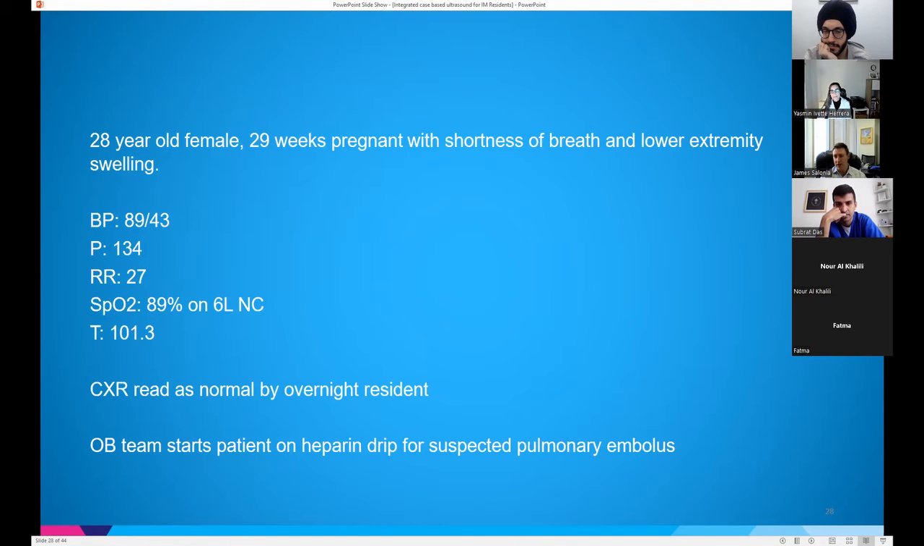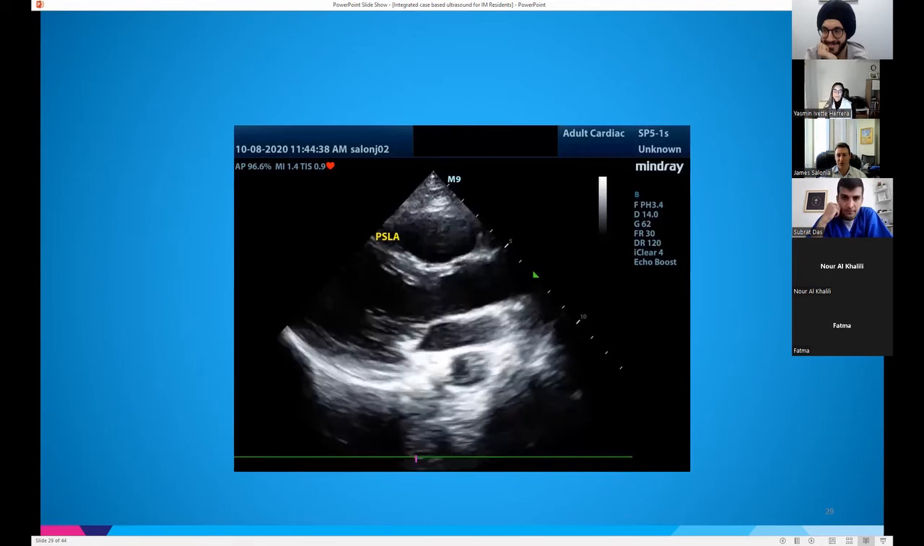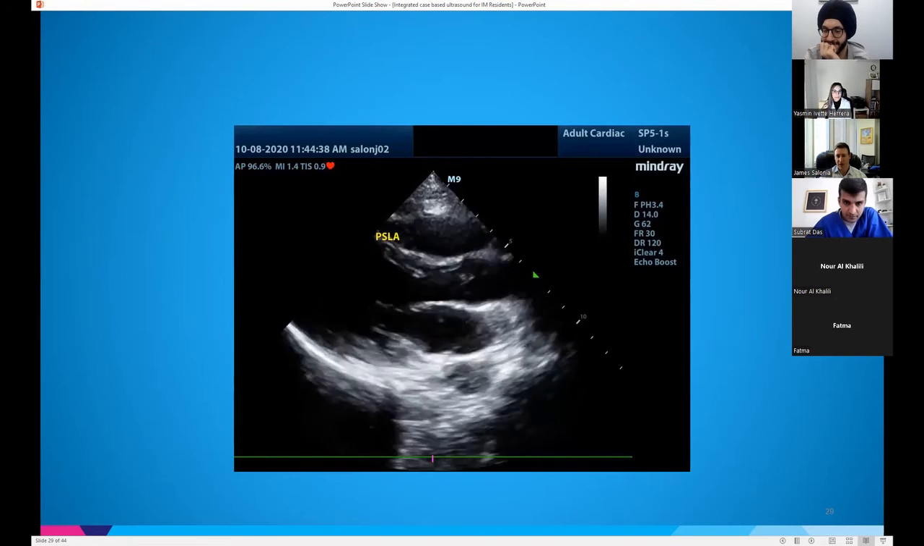So they start heparin, they call you, and they say PERT, let's get it going, I've got the tPA ready, let's start pushing it. You say, let me see what's going on, let me evaluate the patient. And you decide to bring the ultrasound with you. So what do we have here?